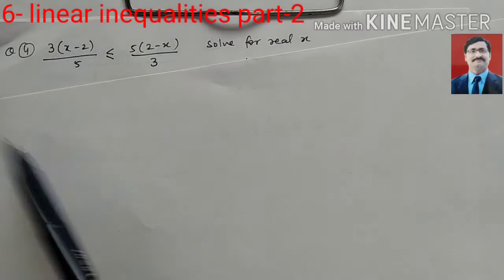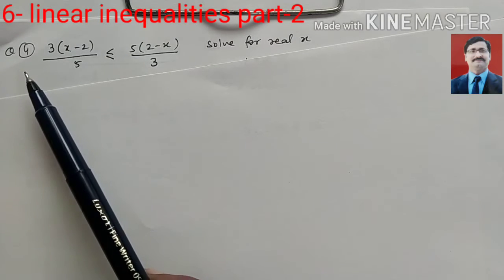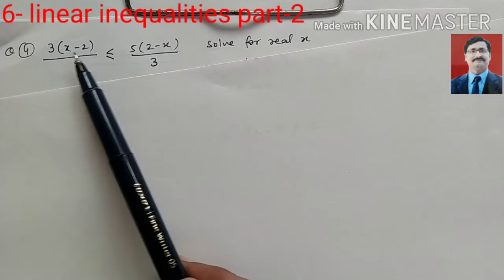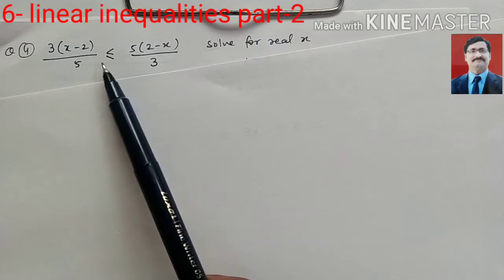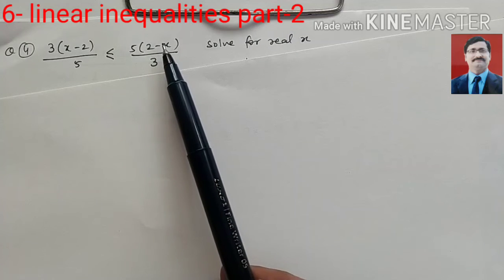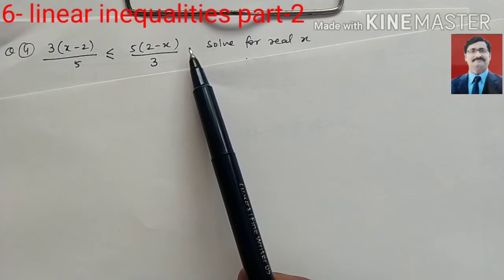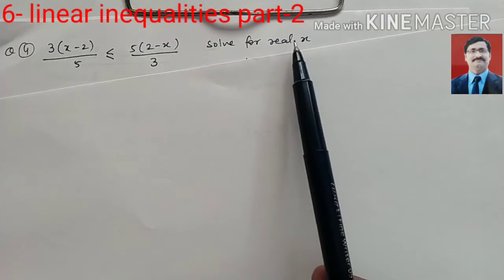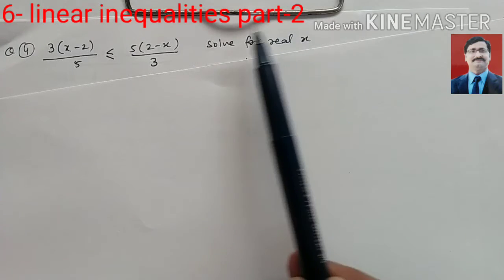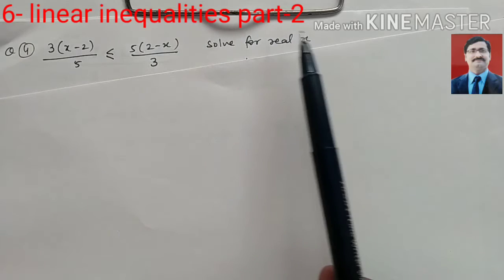Good morning students. Now we will do question number 4: 3(x minus 2)/5 is less than or equal to 5(2 minus x)/3. Here we have to solve for real x, which means we will give the answer in real number form.